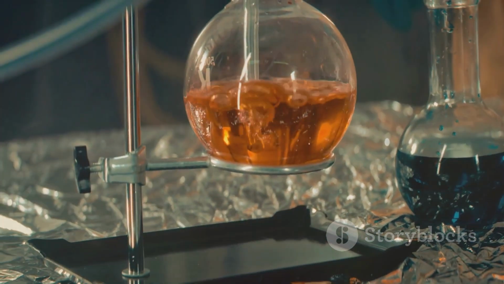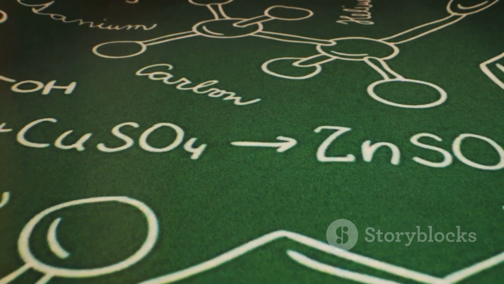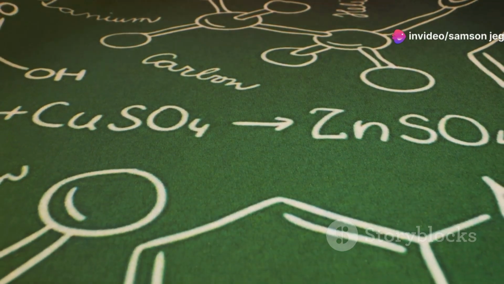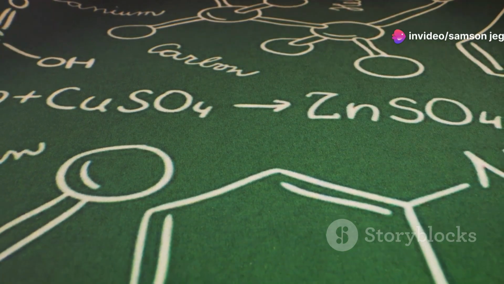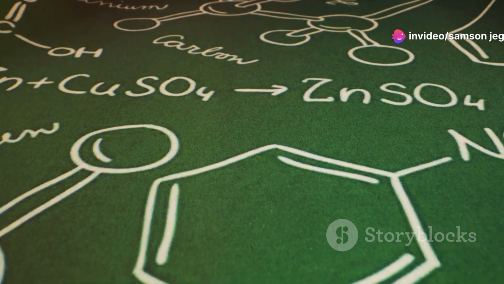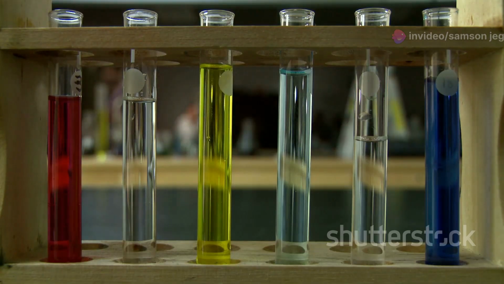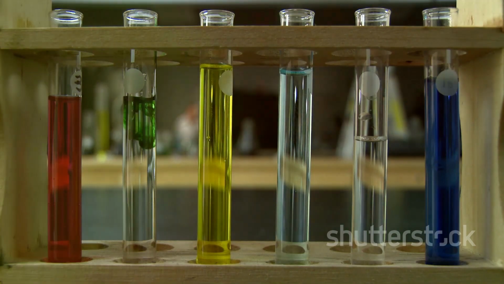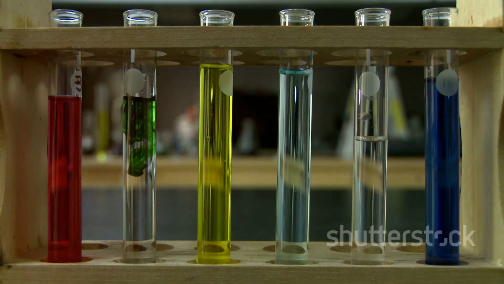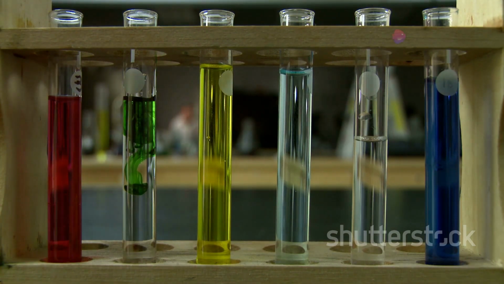To sum it up, acids release hydrogen ions, bases release hydroxide ions, and when they react, they form salts and water. This fundamental concept is key in chemistry. Flame tests can help you identify specific metal ions based on the color they emit. This is a handy tool in the chemist's toolkit.